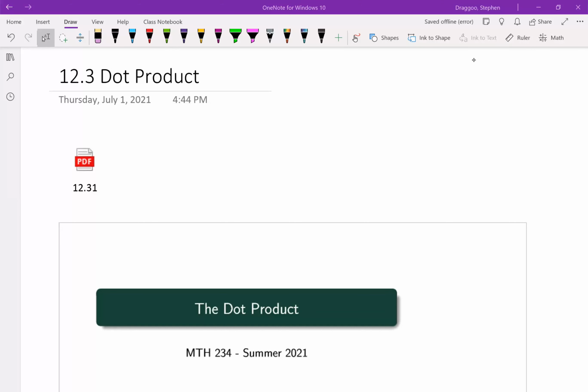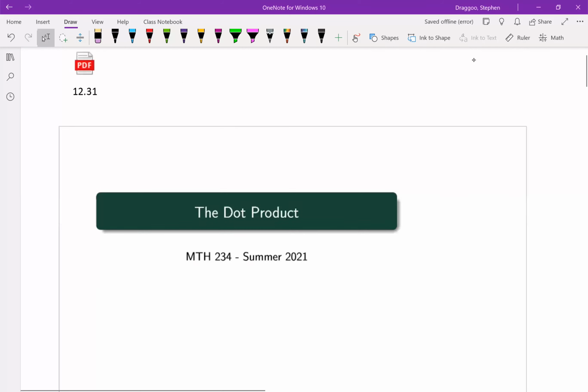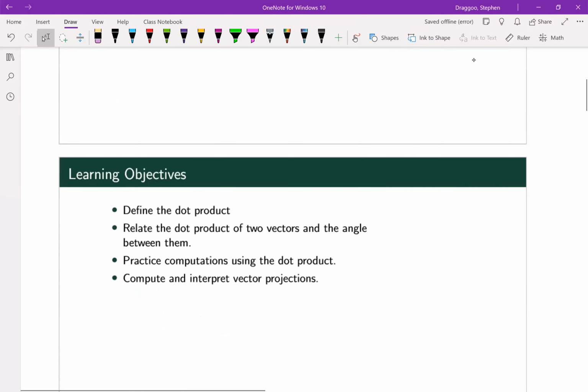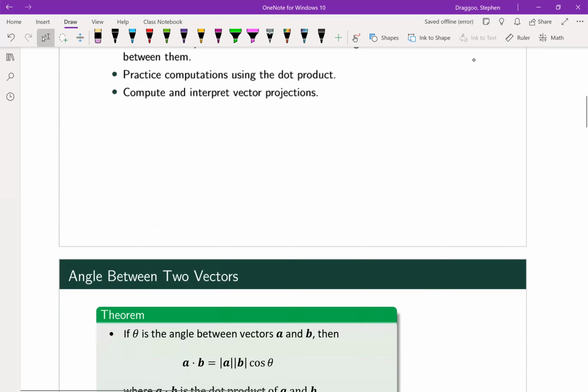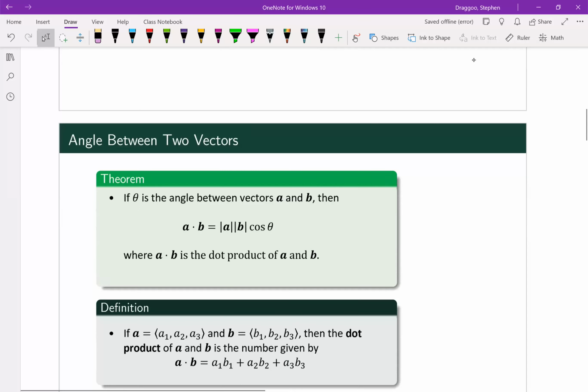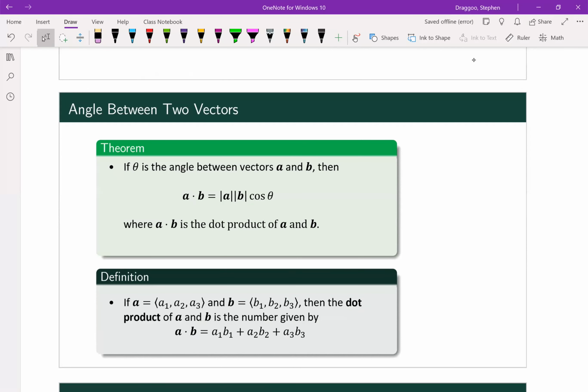All right, let's take a look at section 12.3, which will cover the dot product. So, a few learning objectives this time. We'll define the dot product and relate the dot product of two vectors to the angle between them. Do a few computations involving the dot product, and finally, compute and interpret vector projections. But starting with the first part, the angle between two vectors and the dot product.